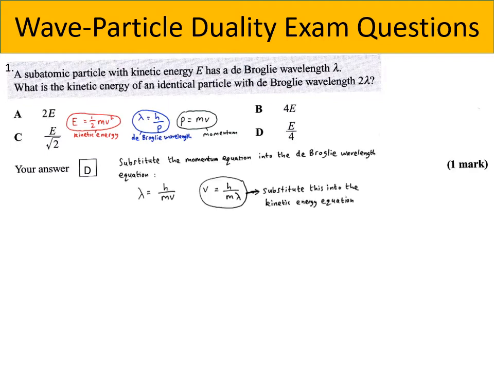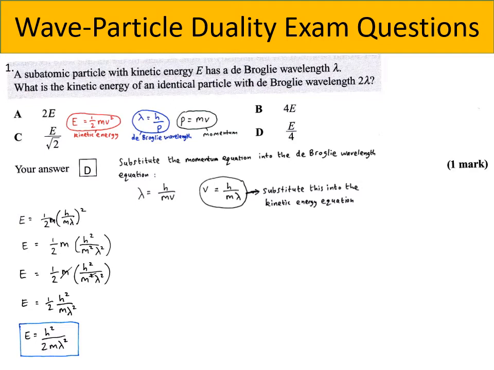So substitute the momentum equation into the de Broglie wavelength equation, and we get lambda is equal to h divided by mv. Okay, and if you rearrange that to make v the subject of the equation, we get v is equal to h divided by m lambda. Now, we then need to substitute this into the kinetic energy equation. So we get E is equal to half m multiplied by h squared divided by m squared lambda squared. I've gone through all the steps just so you see how I got to these stages.